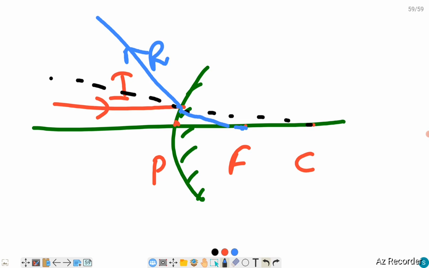So here the reflected ray appears to pass through the focus. In a concave mirror, it is actually passing through the focus. But here, it appears that it is moving from the focus. Understood? So that is the first ray rule.